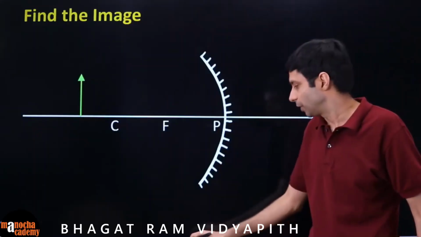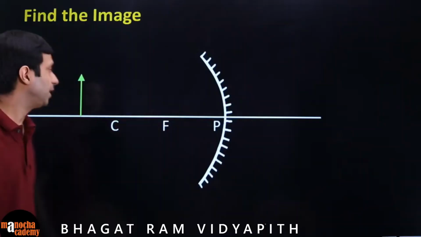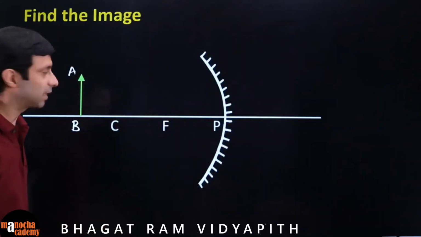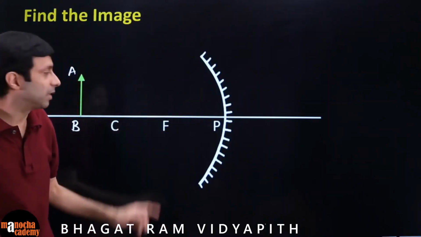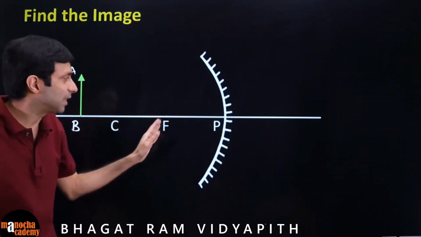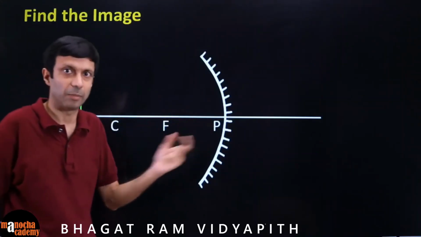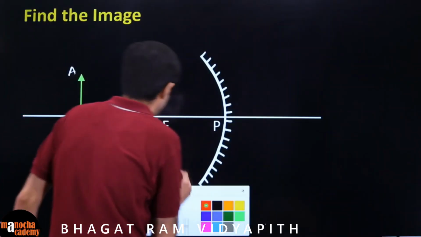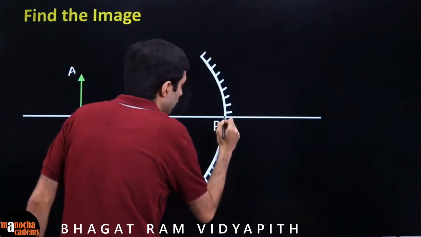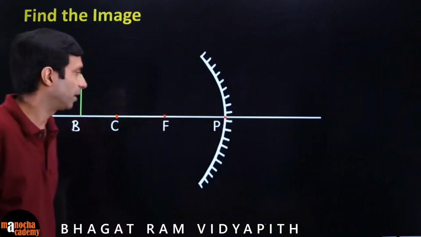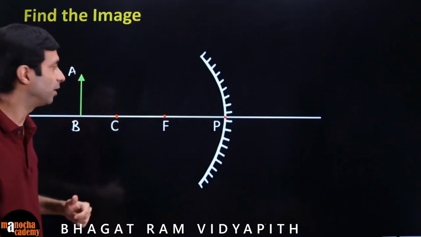Let's say you have an object like this, and let's mark the object as AB. Like we discussed in the previous class, make sure you draw this with a compass, and your focus is exactly between P and C. So if this is 3 centimeters, this is 3 centimeters. Make sure you do that. Let's mark the center of curvature, the focus, and the pole here. Make sure these are equidistant.